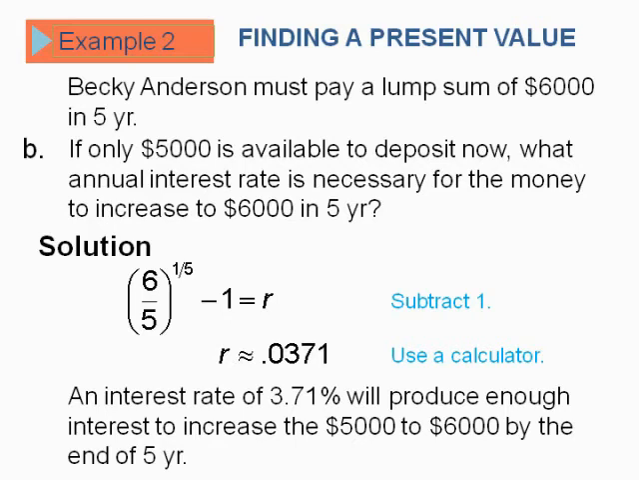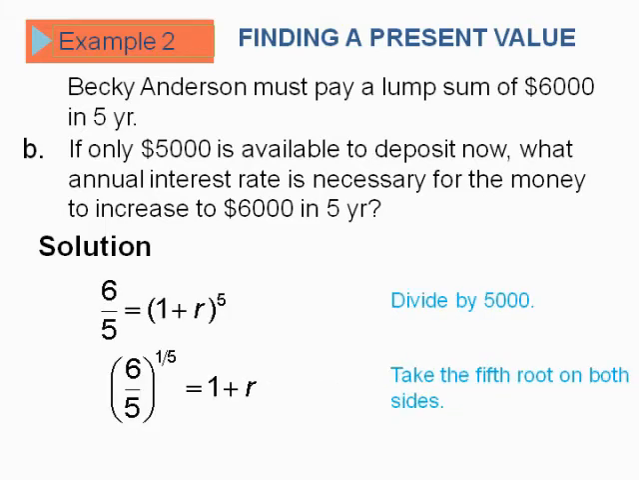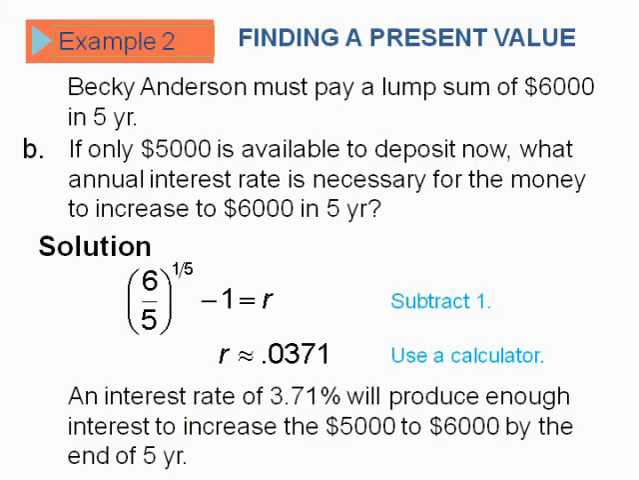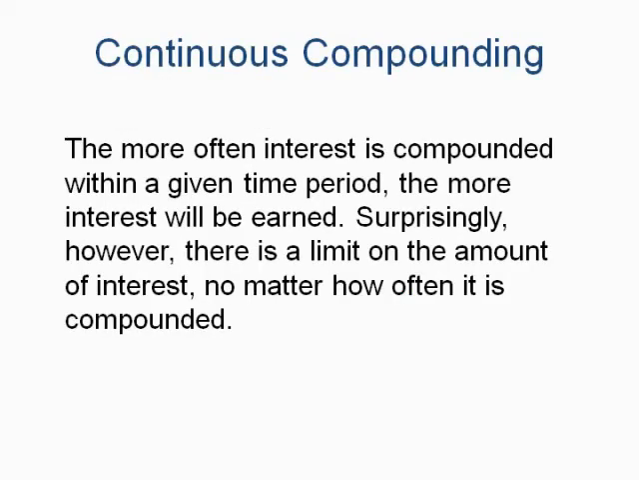So again, you and your calculator must become one, and you should get about 0.0371 when you subtract 1 from both sides. So let's go back to that last slide there. Now notice once you take the 5th root or raise it to the 1/5 power, that you've got to subtract 1 here to get R by itself. So making the decimal into a percent, you'd need an interest rate of 3.71% in order to obtain the goal in that part of the problem.